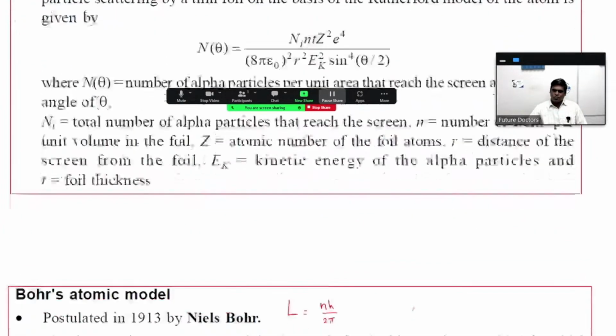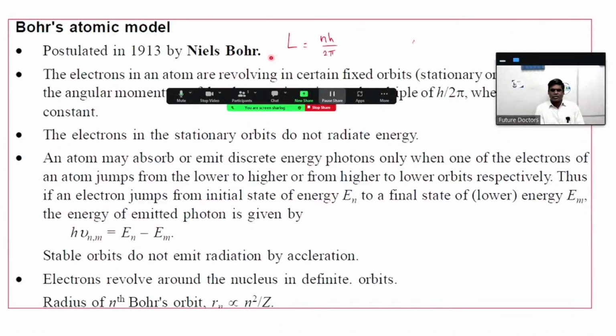Rutherford scattering formula. Next, the Bohr atom model, postulated in 1913 by Niels Bohr. According to it, the electrons revolve in certain fixed orbits, called stationary orbits, for which the angular momentum of an electron is an integral multiple of h by 2π, or nħ. Here h is Planck's constant.